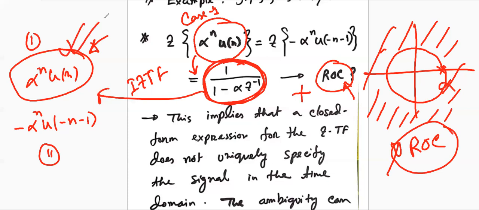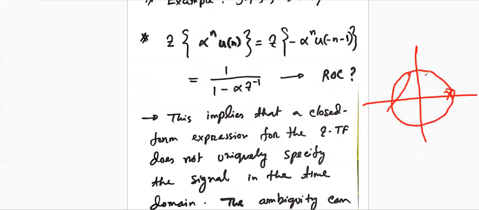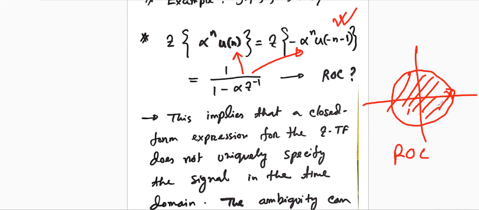On the other hand, if I have the ROC looking like this, let's say this is alpha at the same location, and the ROC is the interior, this shows that the time domain sequence is an anti-causal sequence. Then we may have two solutions, but I will stick to this solution because my ROC is like this. That shows that it is the left-sided sequence.